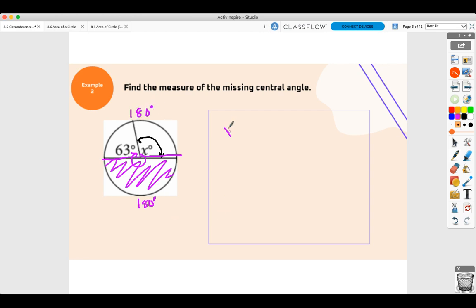So this is going to be x plus 63 is equal to 180, not 360. You can do plus 180 at the bottom too and make it all equal to 360, but that's not necessary. So subtract 63, and you're going to get x is equal to 117 degrees.